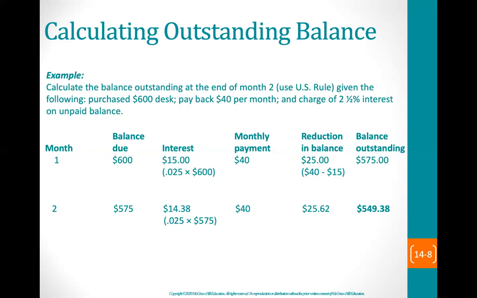Month 2, her outstanding balance was $575. Interest is 2.5%. So 2.5% times $575 is $14.38. Again, paid $40, so 40 minus $14.38, the reduction in balance is $25.62. $575 minus $25.62, her new outstanding balance at the end of the second month is $549.38.